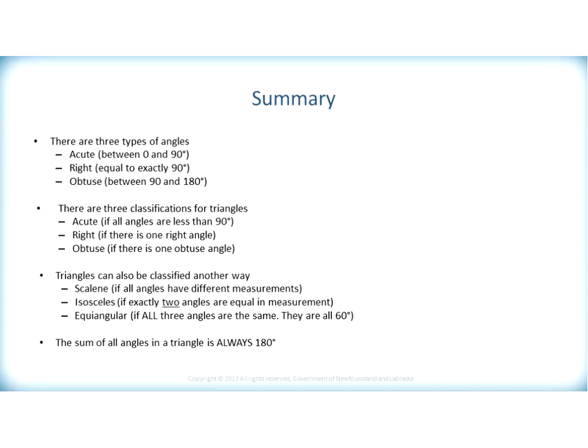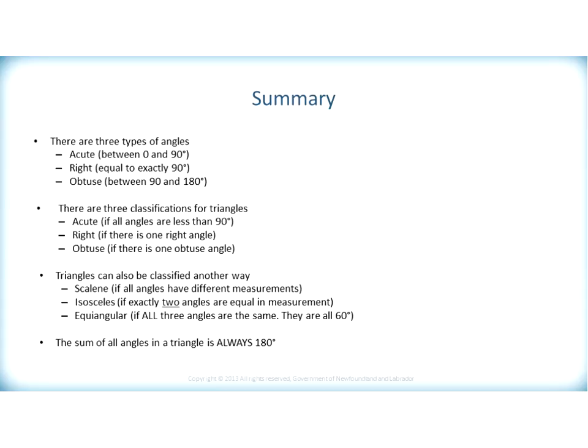Triangles can also be classified another way, and that's in terms of their sides, or also in terms of their angles. In a scalene triangle, all the angles have different measurements. So all the sides are different and all the angles are different. In an isosceles triangle, exactly 2 angles are equal in measurement because 2 sides are equal in measurement.